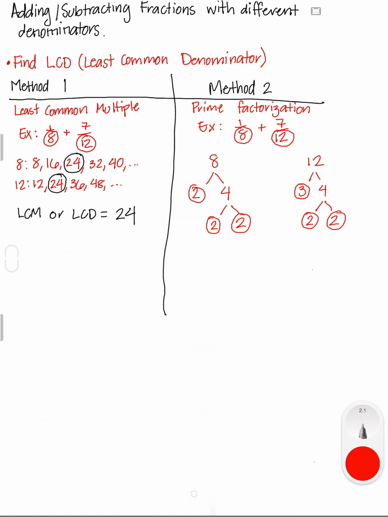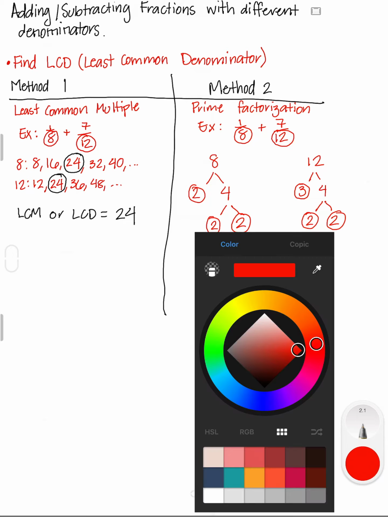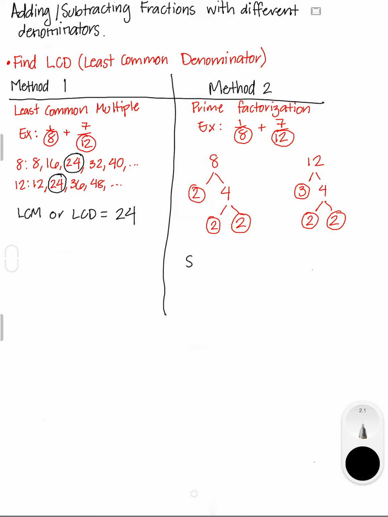So now I'm going to write down the prime factorization of each of the numbers that I have. So 8 is 2 times 2 times 2. And then 12 was 2 times 2 times 3. Now, the LCD is composed of all the different factors that we have in both prime factorizations. So our LCD is going to have 2 times 2 times 2 times 3.